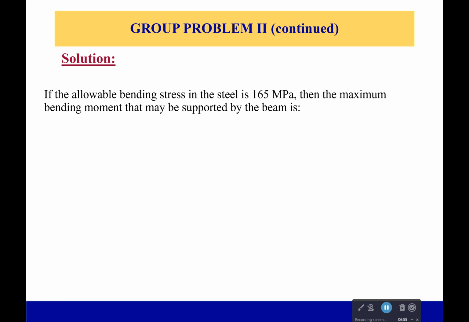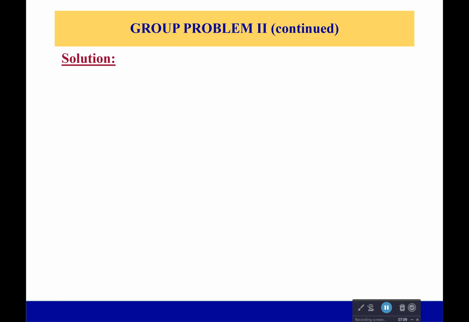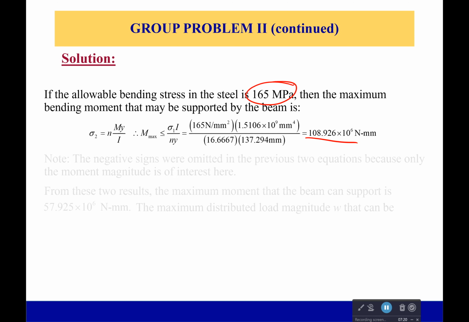Now, the allowable bending stress for the steel is 165 megapascals. So if we can solve it similarly, then the maximum bending moment is going to be 108.926 Newton millimeters. So 108.926 Newton millimeters for this one, and for the timber it was 57.925. So we can see that the timber would be the one that is controlling this. It's going to be the one that would fail first. So that should be everything.